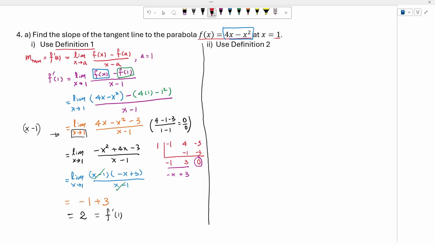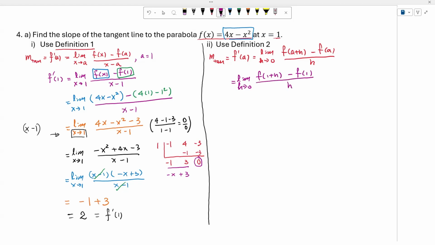Okay. Then what if I want to use definition number 2, which is the slope of the tangent equal to f prime of a? In this case, we would like to take the limit as h goes to 0 of f of a plus h minus f of a over h, right? So this is definition number 2. And then now, let's see. This is equal to the limit as h goes to 0 of f of 1 plus h minus f of 1 over h.